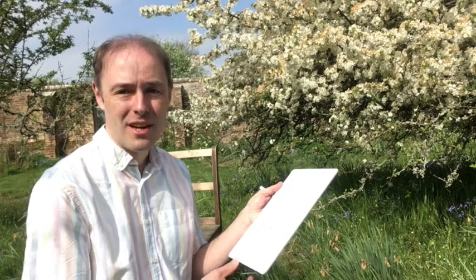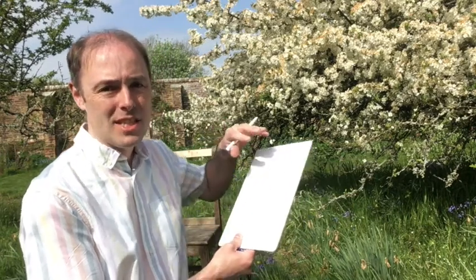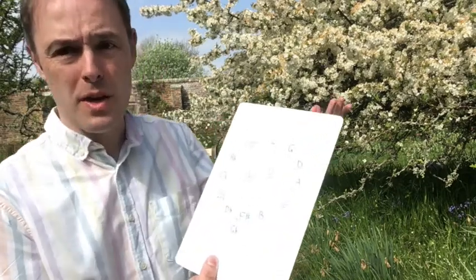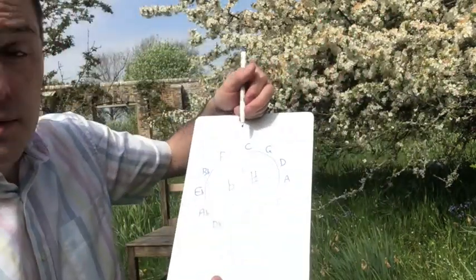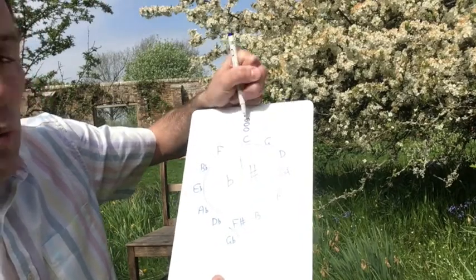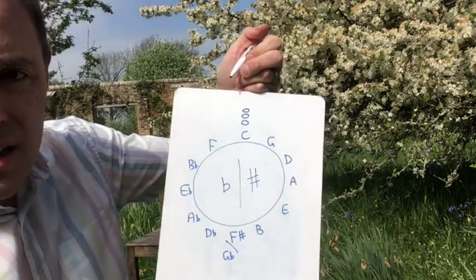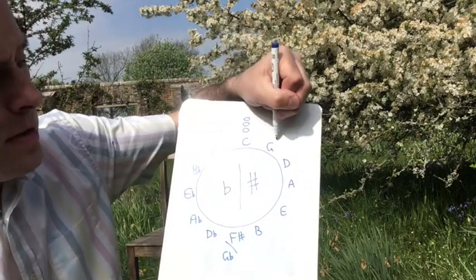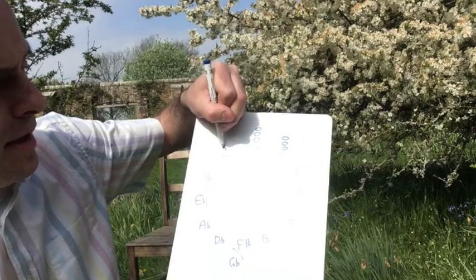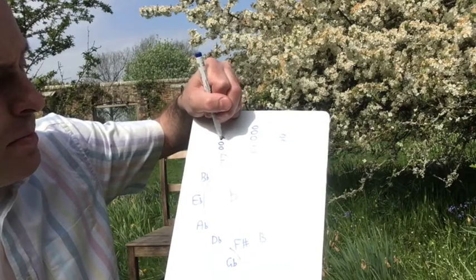Another way I like to use this diagram is to add images of chord shapes. For example, C major chord, which you know has just white notes in it, I would draw three white notes. The other chords that are just white notes are G and F. And here I'm talking about major chords.